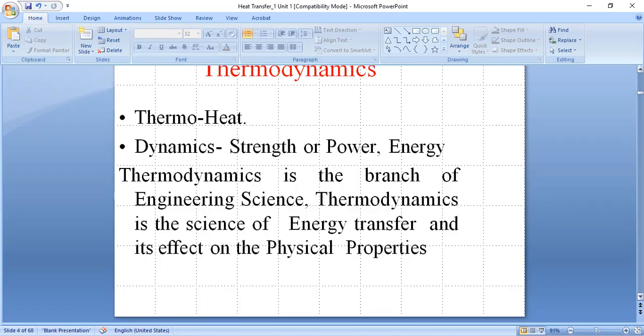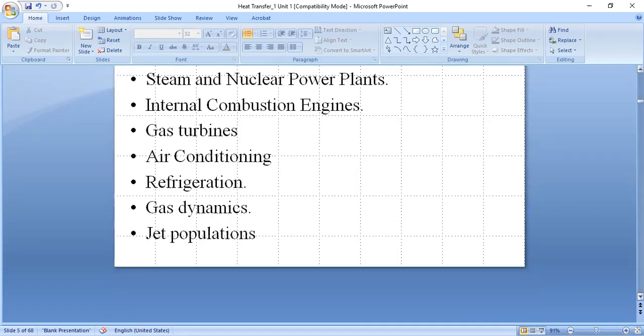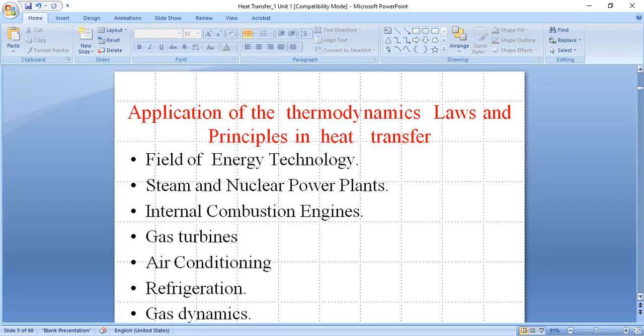Thermodynamics, especially heat energy, has many applications in everyday life. Every day you are using heat energy. Look here, the major applications of thermodynamic laws and principles in heat transfer, especially from basic thermodynamics. Basic thermodynamics is the basic topic covered in thermodynamics. In applied thermodynamics, heat transfer, and refrigeration and air conditioning, the subjects are applications of basic thermodynamics.